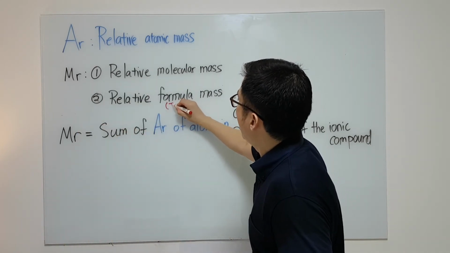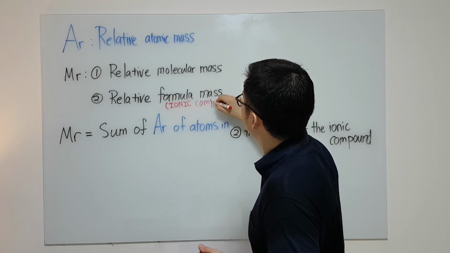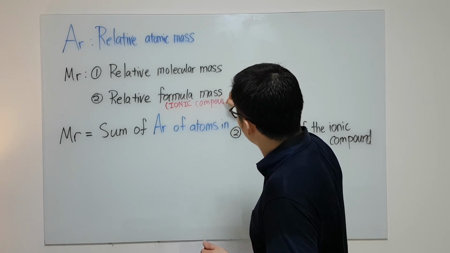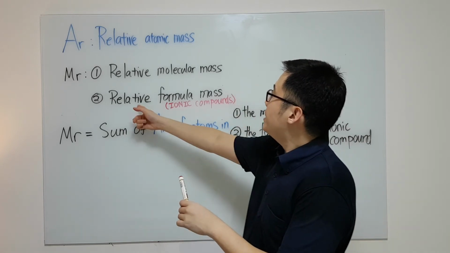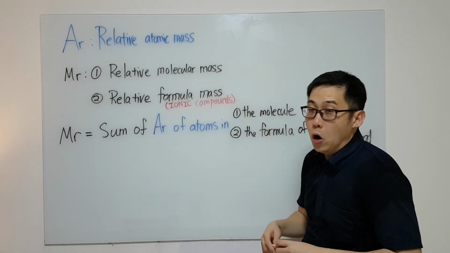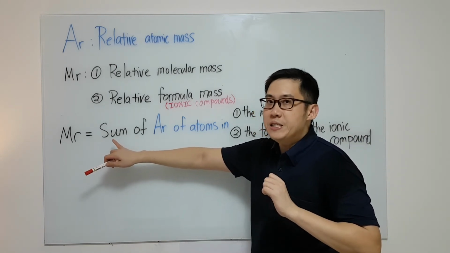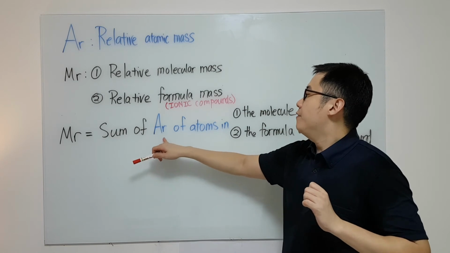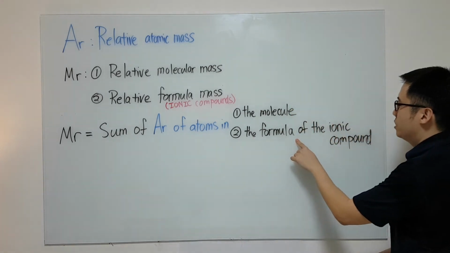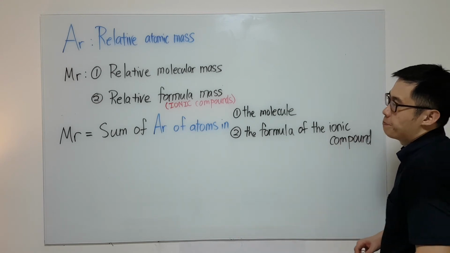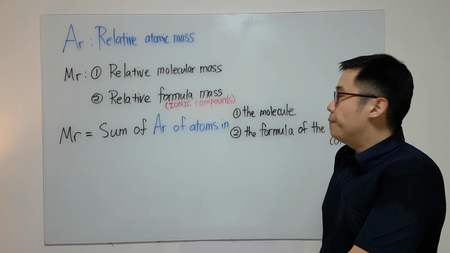This applies for ionic compounds. To find the relative formula mass, all we need to do is to add up, basically take the sum of the relative atomic mass of the atoms in the formula of the ionic compound. Now, students, to make this easier, let's do an example one by one.